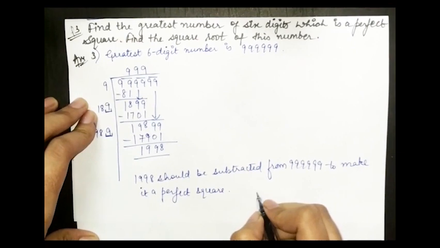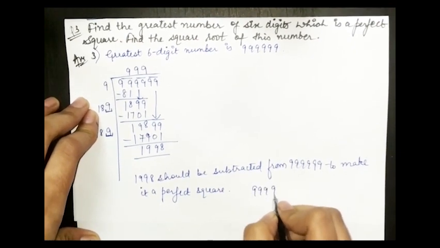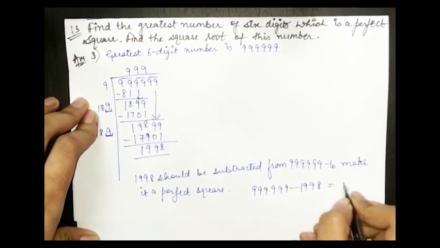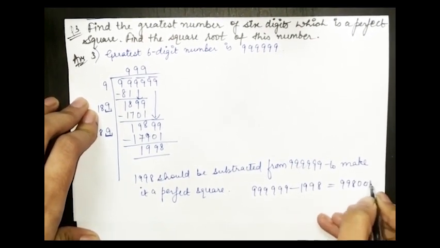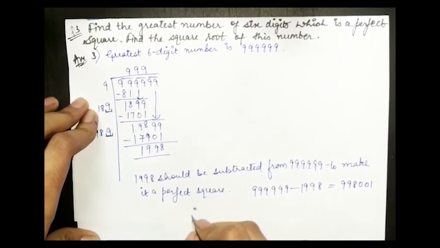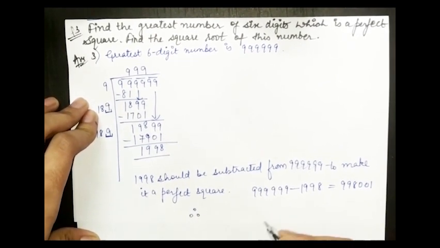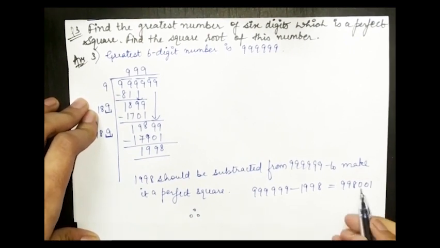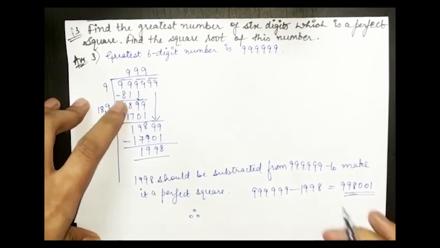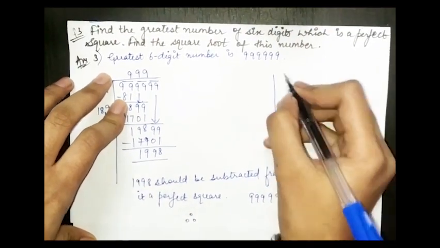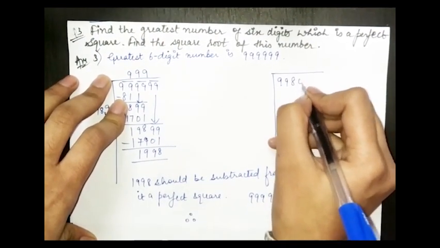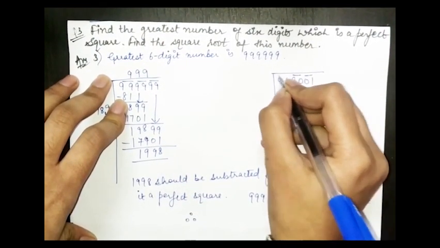That is, we have to show this also, 999999 minus 1998, that is 998001. Now what is the square root? Finally when we find it, we will be writing the square root. Now we have to find the square root of this, means we have to do the long division of this number also, that is 998001, one pair, one pair, one pair.